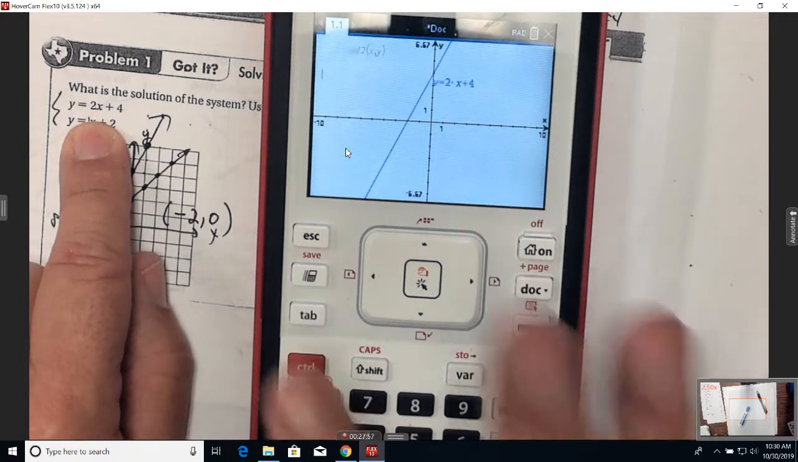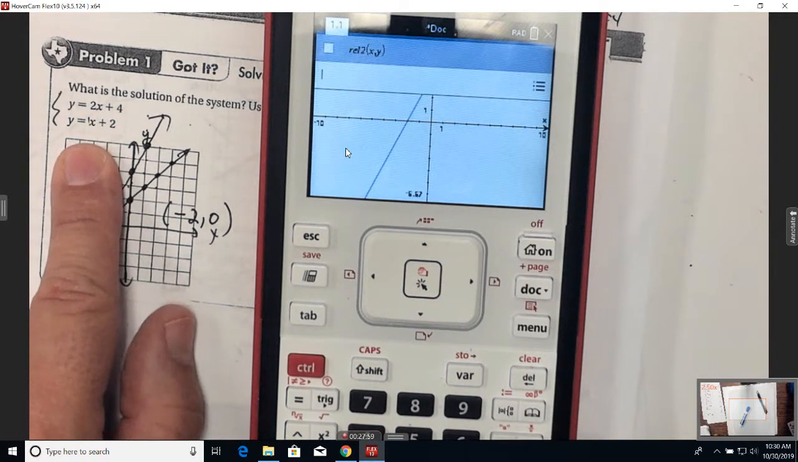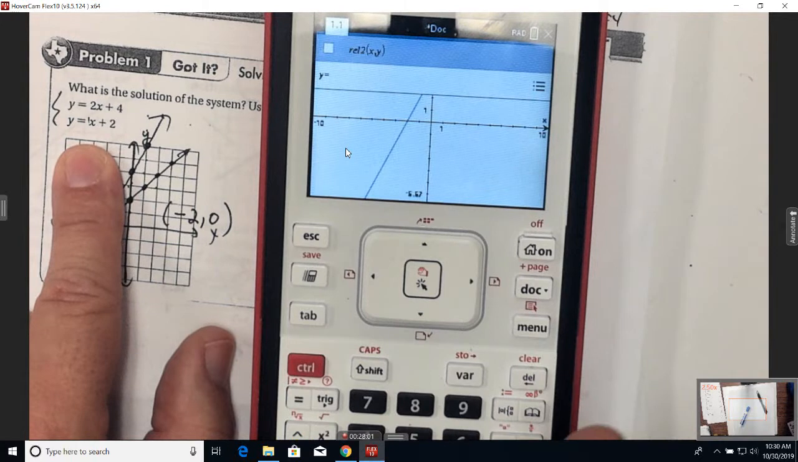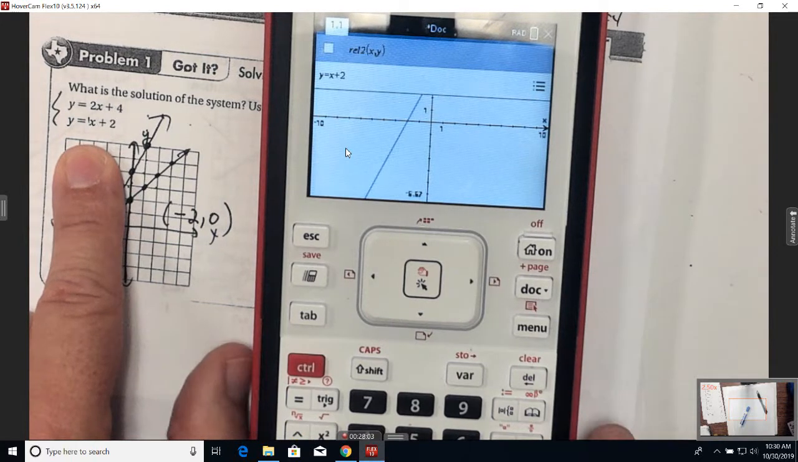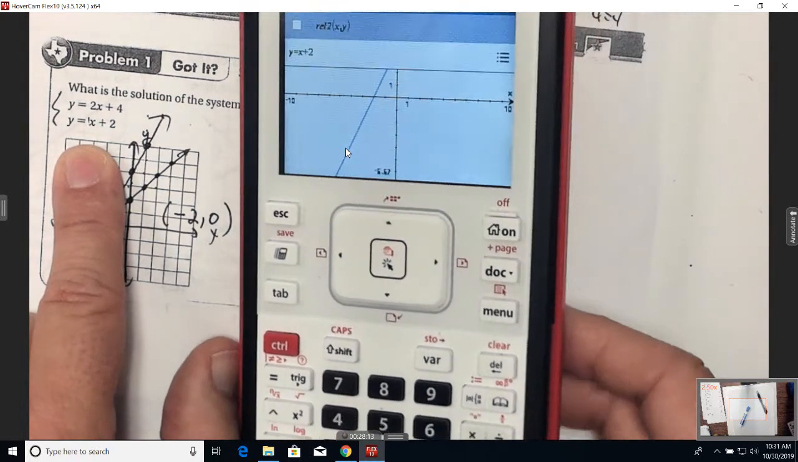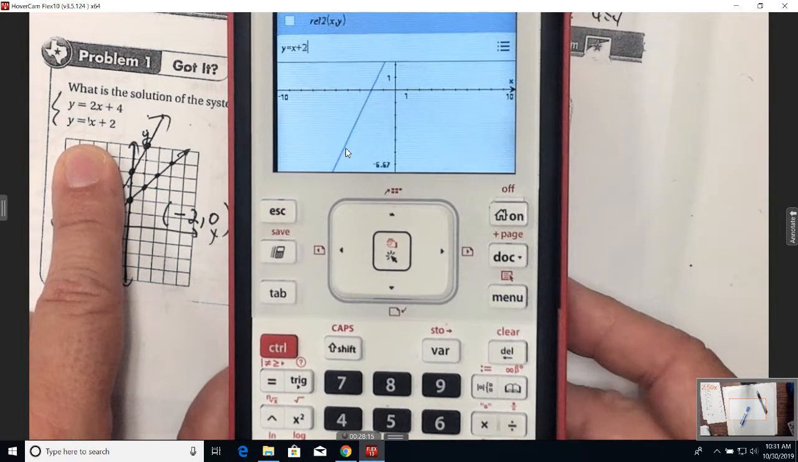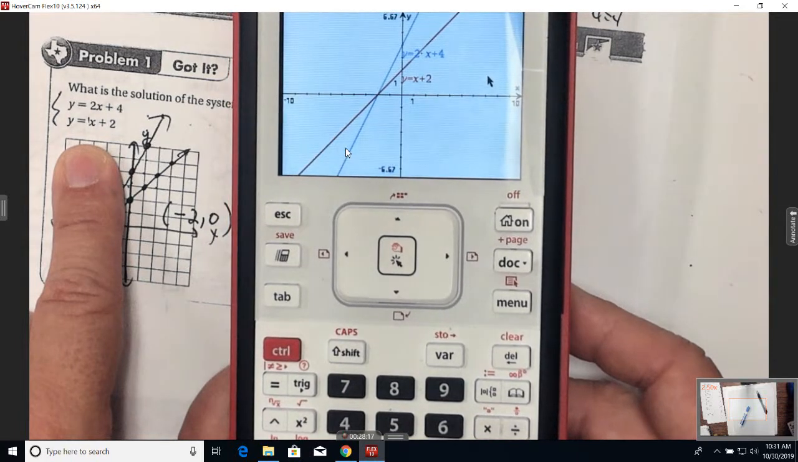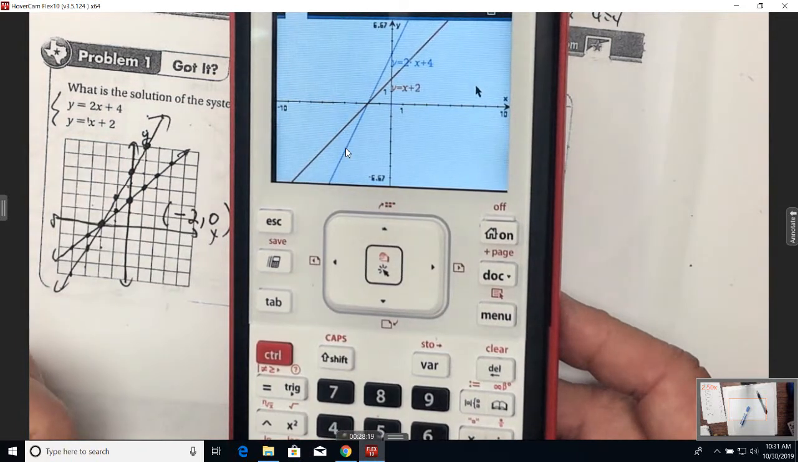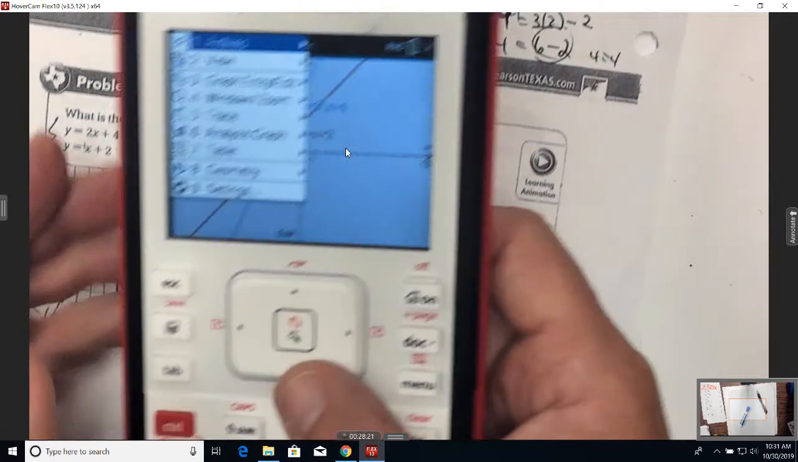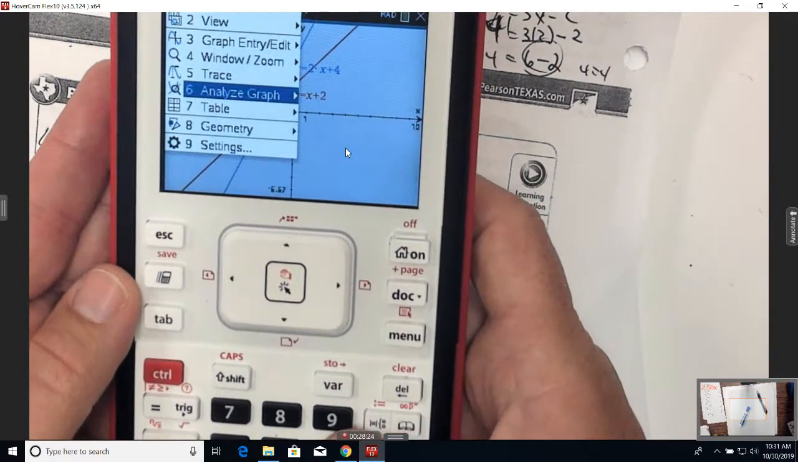Okay? And then hit tab, and let's graph the second function, which is y equals x, what? Plus 2. Type it in exactly how you're given. That's cool because it'll even do it in standard form. It'll do it in point slope form. It'll do it in unsolved form. It'll graph anything you tell it to. It's pretty smart as a relation. Hit enter. And then find the intersection by going to Menu, Analyze Graph.